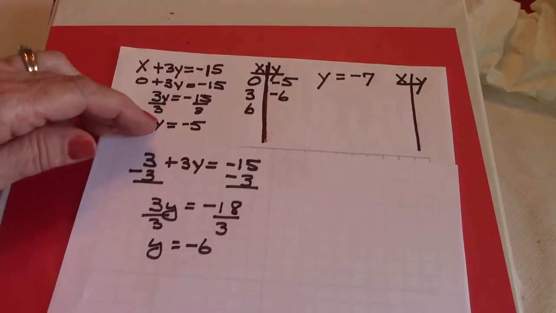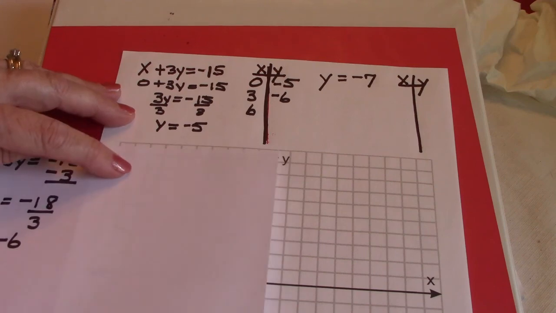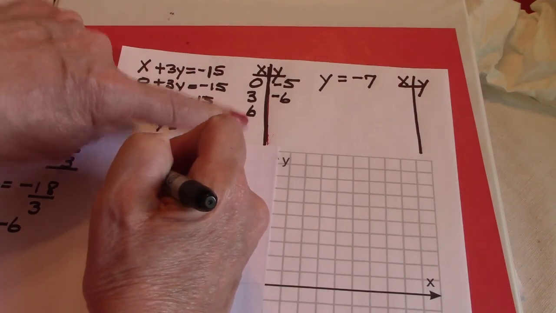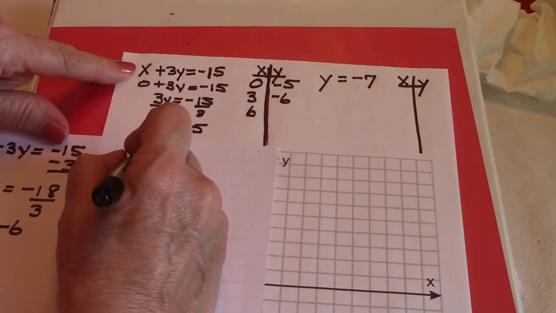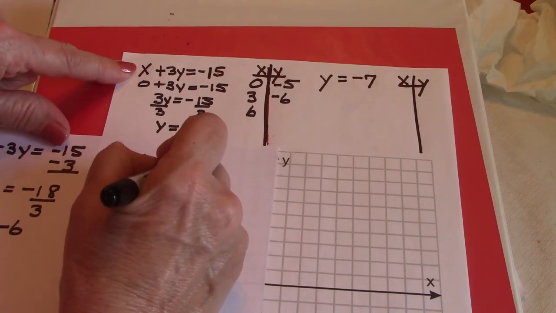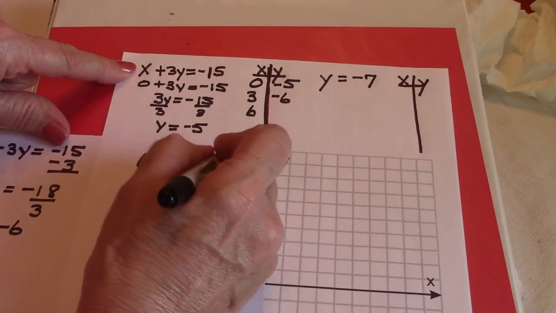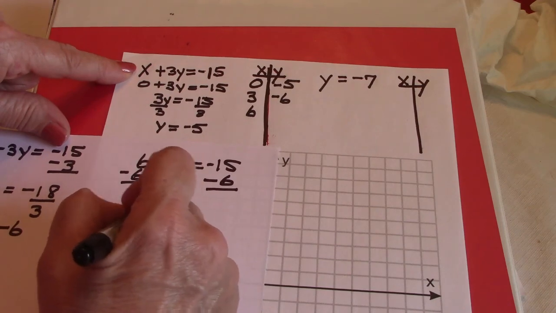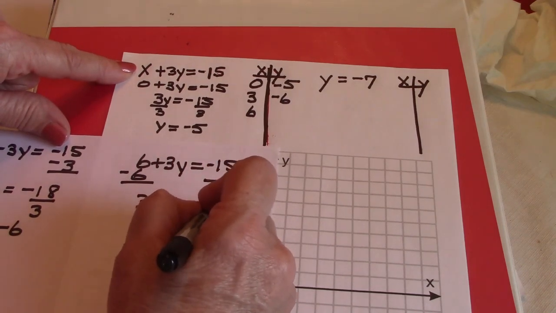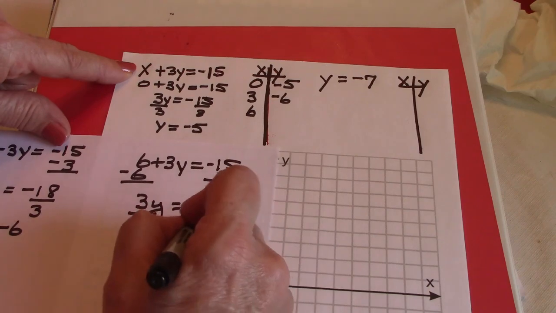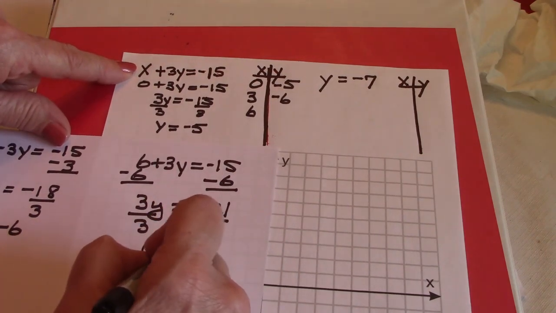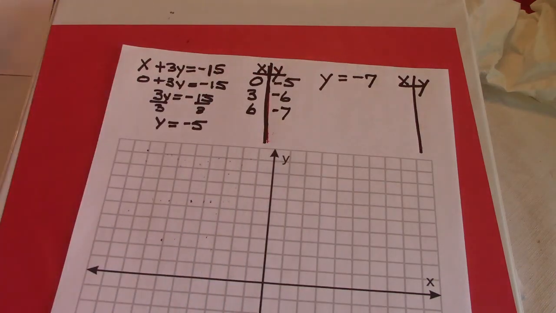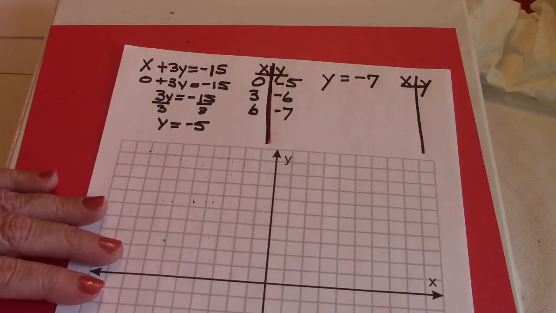And I will plug in another point. I'm going to plug in 6 this time, 6 in for my x. So I get 6 plus 3y equals -15. Subtract 6 from both sides. I get 3y equals -21. Divide both sides by 3. I get y equals -7. There. I've got 3 points. Now I can graph them.